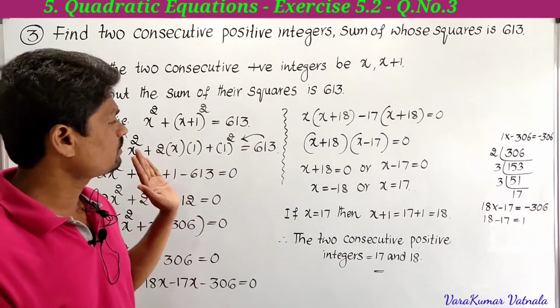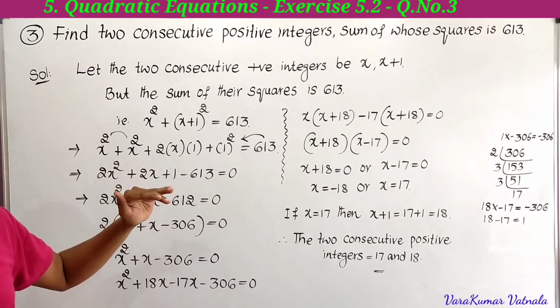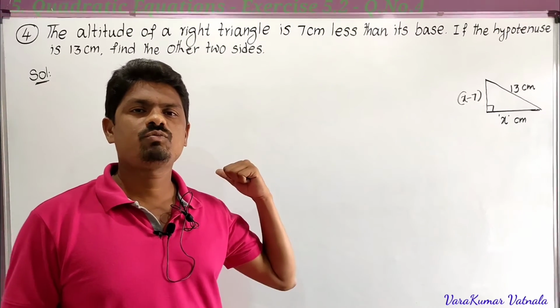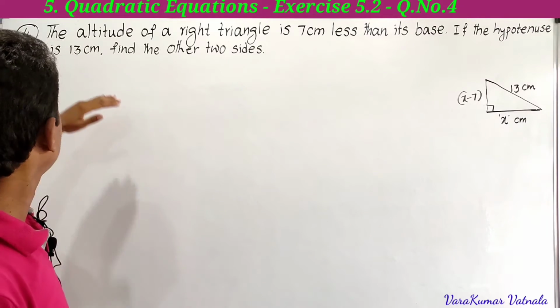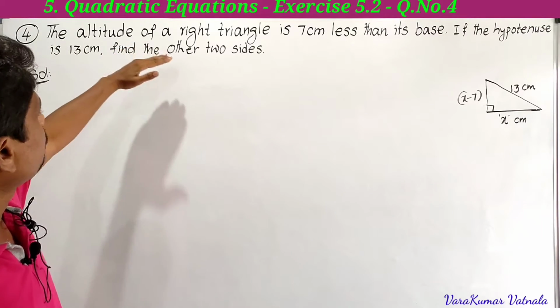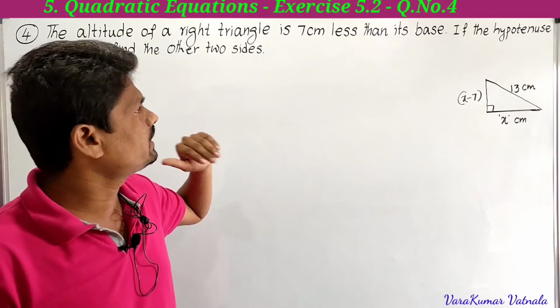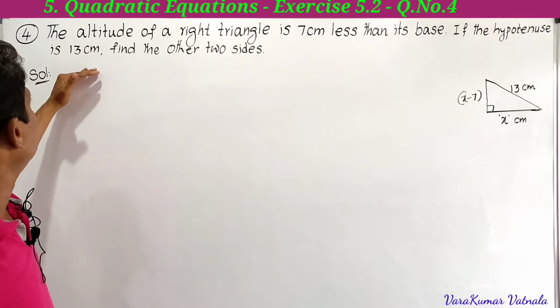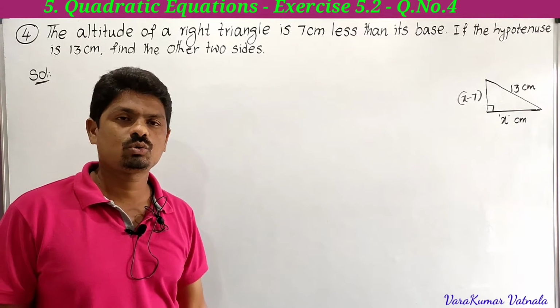So like this, we can find. This is the third problem in the 5.2 exercise. Next, we have to solve the fourth problem. This is the fourth problem in 5.2 exercise. See here what he has given. The altitude of a right-angled triangle is 7 centimeters less than its base. If the hypotenuse is 13 centimeters, find the other two sides.